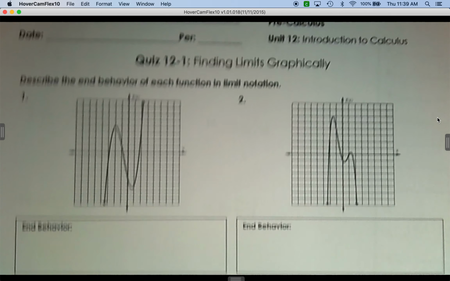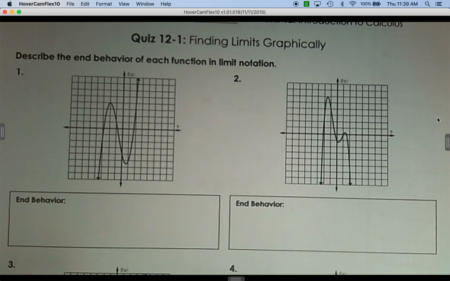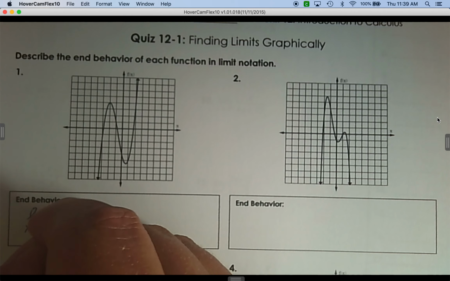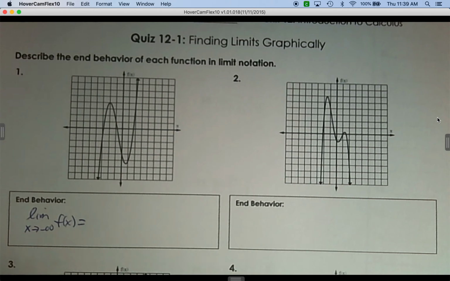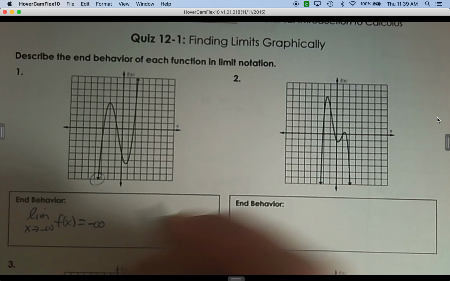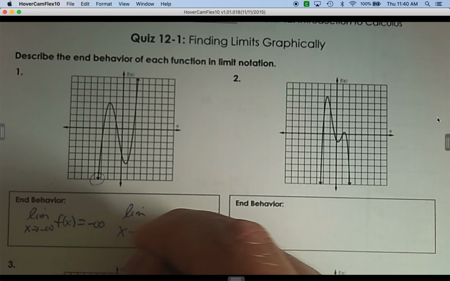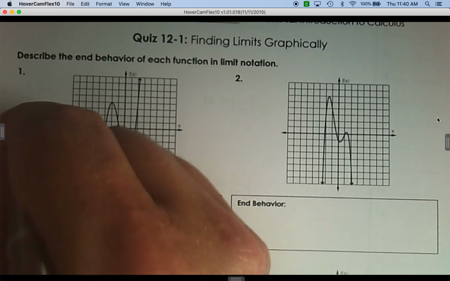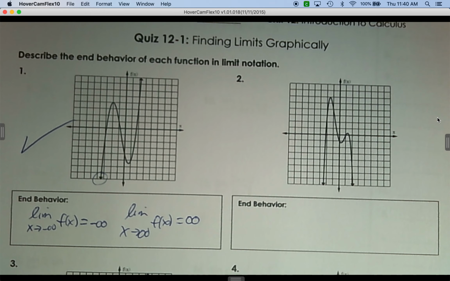So let's do the first one. So let's see if we get the first one correctly. Can you tell me the end behavior? So the limit, and the order doesn't matter here, but I'm going to do the left side of f at x equals. So where's the left side going? And it's going to negative infinity. Where's the right side going? So look at your notation. Is it proper? And did you do it correctly? Boom. Give yourself a check mark if you did it correctly.